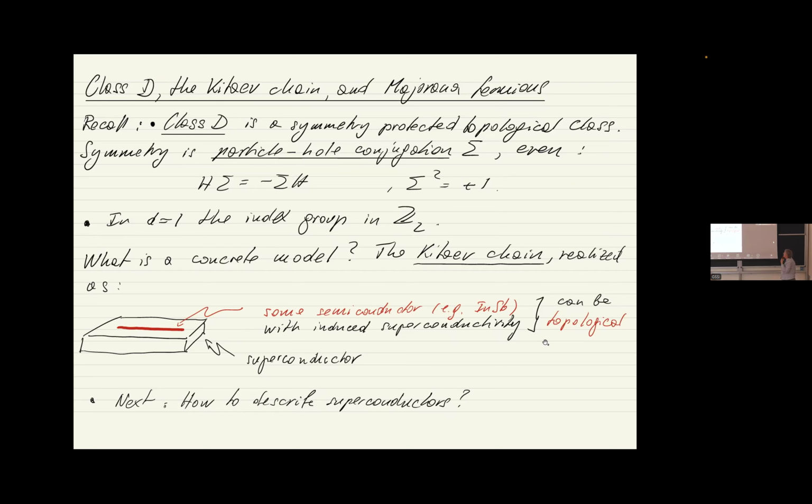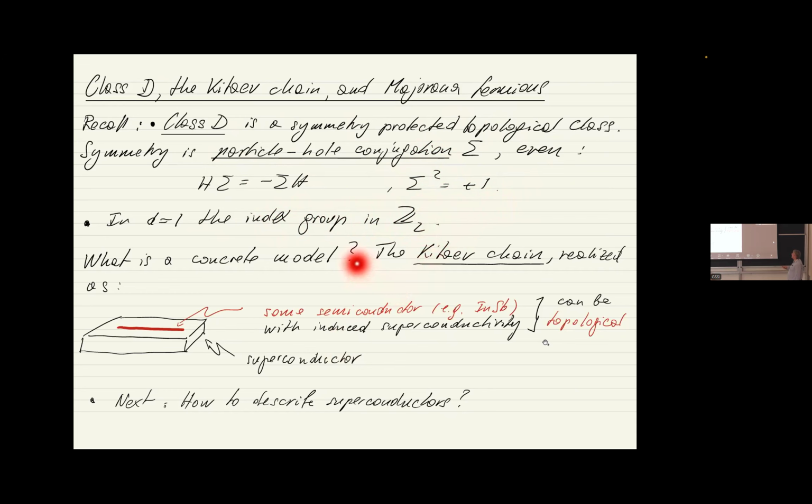So class D is a symmetry protected topological class. The symmetry is not time reversal invariance this time, but this particle-hole conjugation sigma. The particle-hole is a symmetry that does not commute with the Hamiltonian, but anti-commutes with it. That's the relation here. And it's supposed to be even, so sigma squared is equal to plus 1. If you were to consult the table I showed you before, you would see that it equals 1, the index of this C2. I'm not going to explain that, it will come up in some other way.